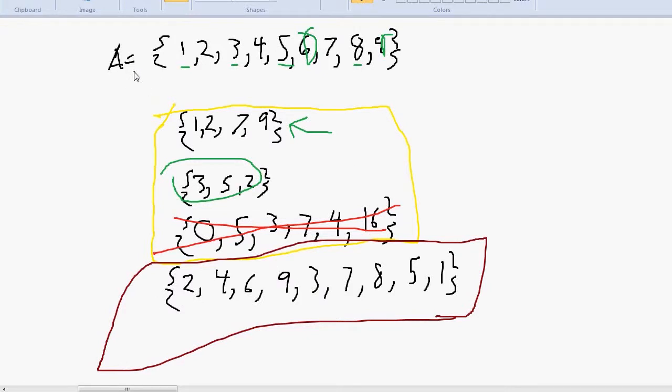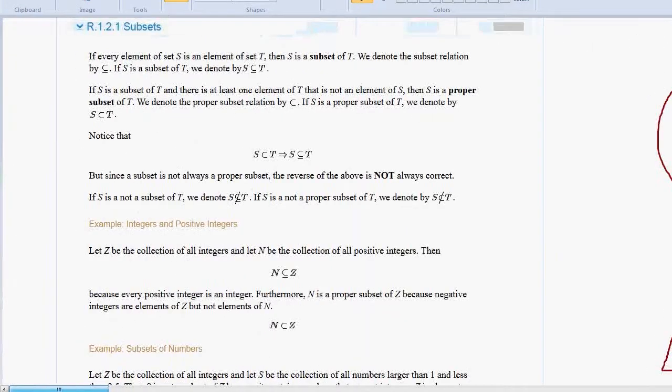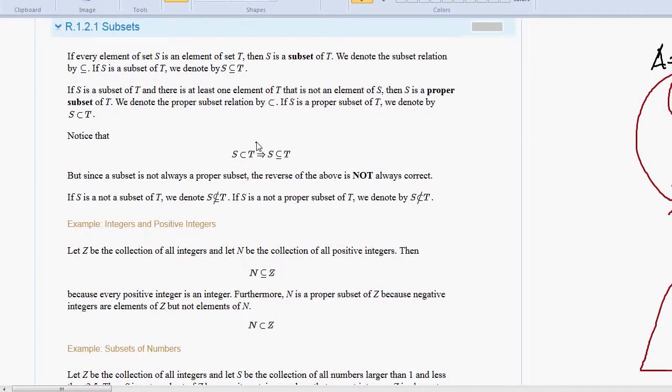And let me just clarify that A is also not a subset of 3, 5, 2 or of 1, 2, 7, 9 because there are elements of A that are not in this. So the subset is, generally speaking, smaller, especially if it's a proper subset. If it's not a proper subset, then they're equal. Hope that makes sense.